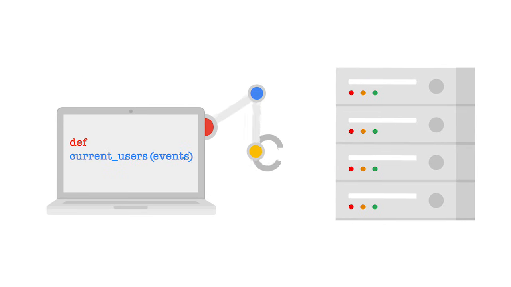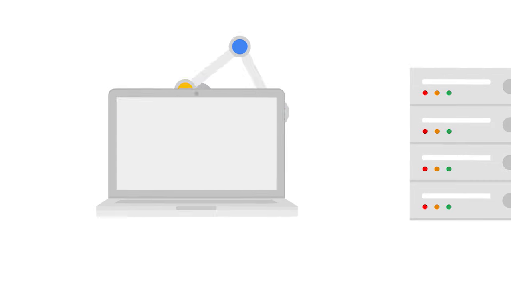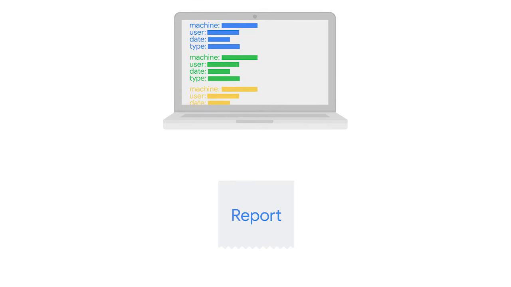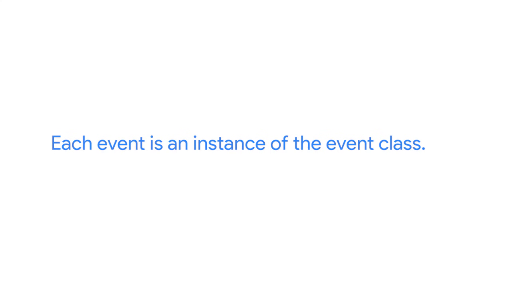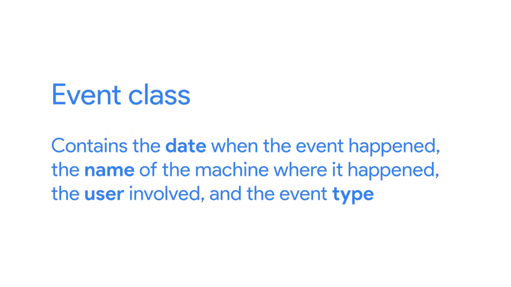Before we jump into solving that problem, we need to know what information we'll use as input and what information we'll have as output. We can work this out by looking at the rest of the system where our script will live. In our report scenario, the input is a list of events. Each event is an instance of the event class. An event class contains the date when the event happened, the name of the machine where it happened, the user involved, and the event type. In this scenario, we care about the login and logout event type.